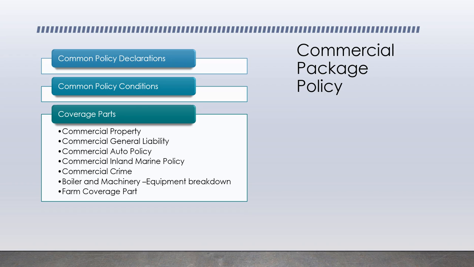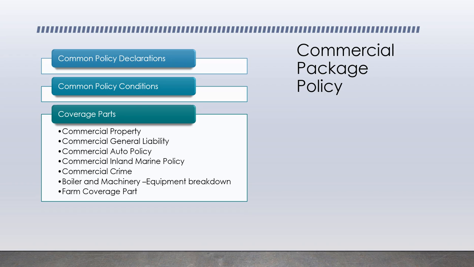So every commercial package policy consists of three standard elements. You have your common policy declarations, you have your common policy conditions, and you have your coverage parts. So remember, a package policy is basically a policy that consists of two or more parts.